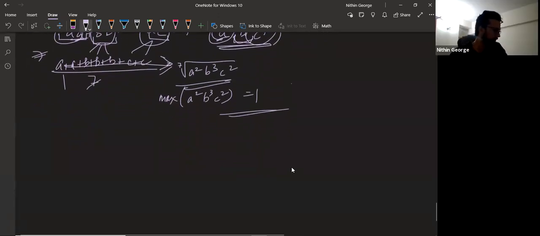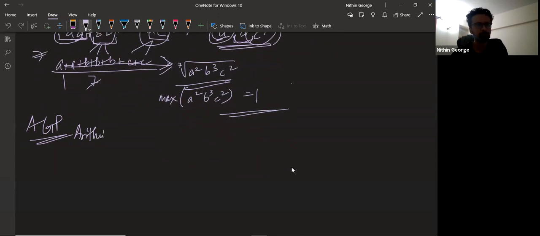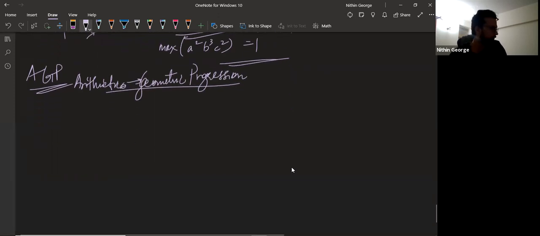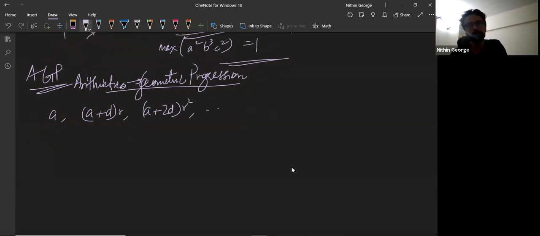Now comes an interesting part called AGP. You know what an AGP is? Arithmetic, geometric progression. Some people call it arithmetico-geometric progression. So the terms are in this form: a plus d into r, a plus 2d into r square, a plus 3d into r cube, and so on. Nth term will be a plus n minus 1d into r power n minus 1.